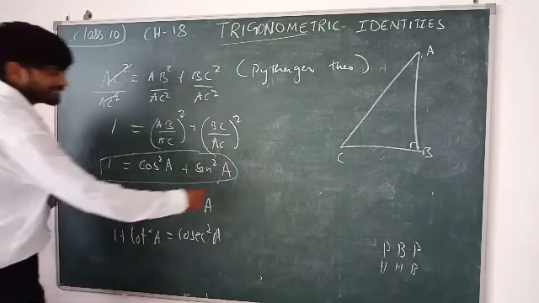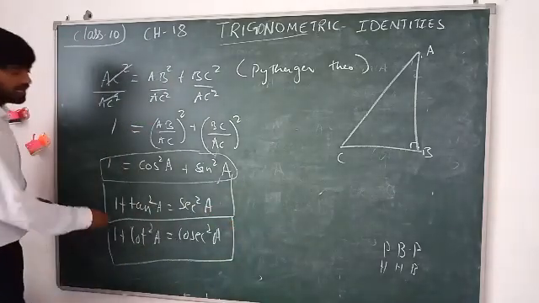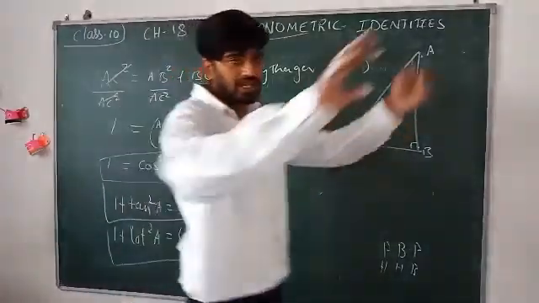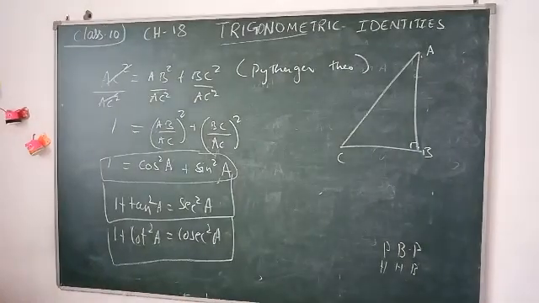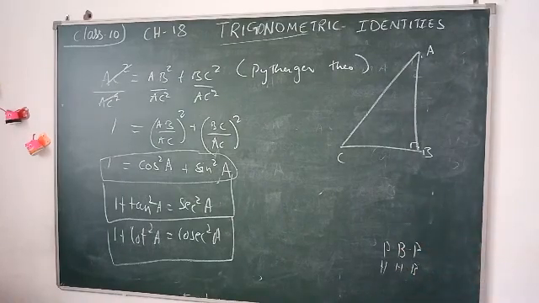So these are 3 identities that are connected to this chapter. There is nothing else in this chapter, only these 3 things. You don't have to do anything else, only these 3 identities we have to work on. 1 equals cos square A plus sin square A. Second one is 1 plus tan square A equals sec square A. 1 plus cot square A equals cosec square A.